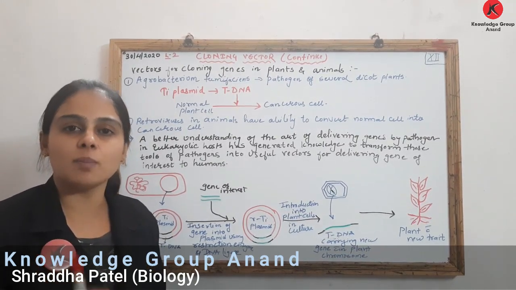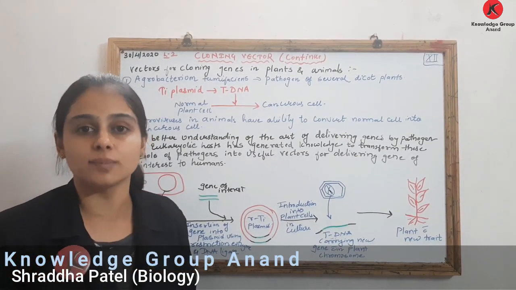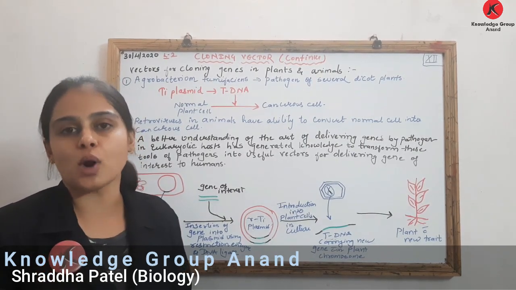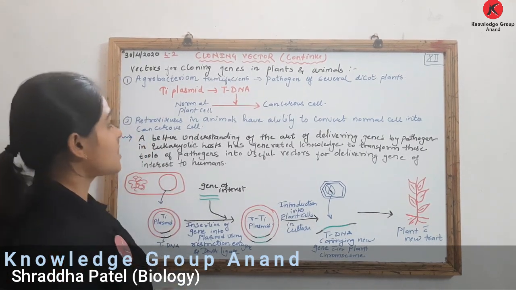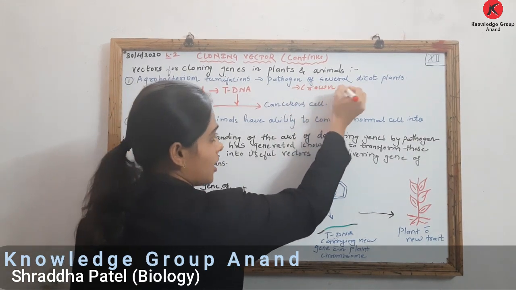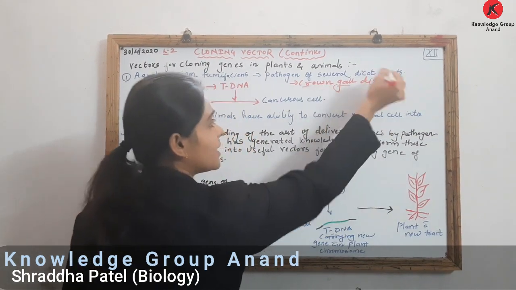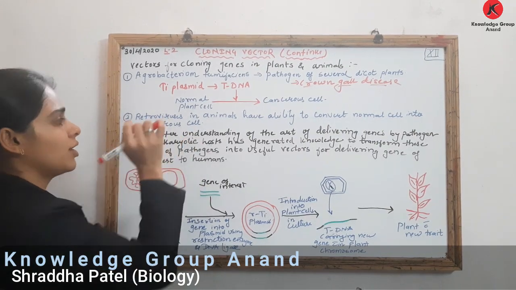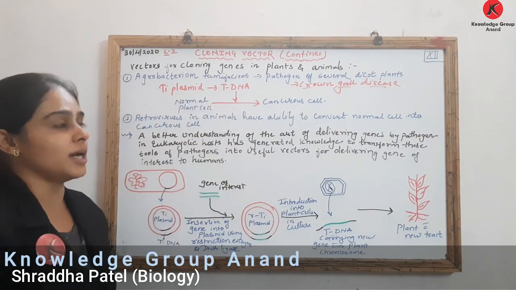One, I have written, a gram negative bacteria called Agrobacterium tumefaciens. This is a pathogenic bacteria which is responsible for causing crown gall disease in several dicot plants. And second, you have to memorize retroviruses. So have a look at what I have written about Agrobacterium tumefaciens.